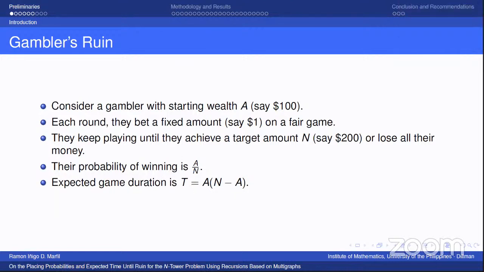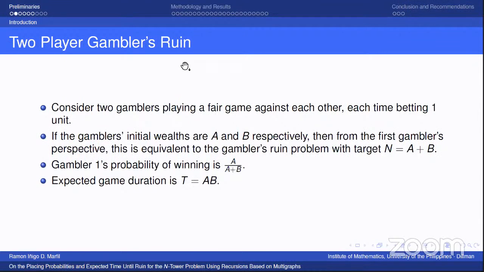Now we can extend this problem to a two-player gambler's ruin problem. For the two-player gambler's ruin problem, consider two gamblers playing a fair game against each other, each time betting 1 unit. So again, fair game, so each player has an equal chance of winning or losing. If the gamblers' initial wealths are A and B respectively, then from the first gambler's perspective, this is simply the one-player gambler's ruin problem kung saan yung target amount niya ay A plus B. Maubos yung pera nung kalaban niya. So the target amount is A plus B.